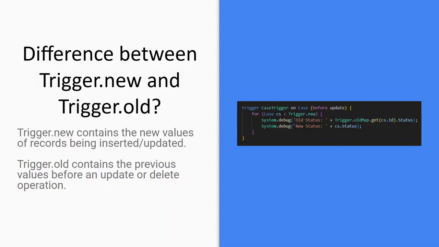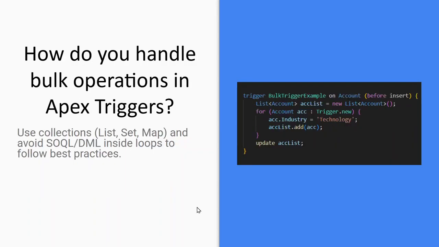Suppose you are updating a case record. Here you can see in the example, trigger.old will contain all the previous values. Suppose you are updating the status field from X to Y. So trigger.old map will contain the old value, that is X, and trigger.new will contain the new value, that is Y. So let's move to the next question: how do you handle bulk operations in Apex trigger?